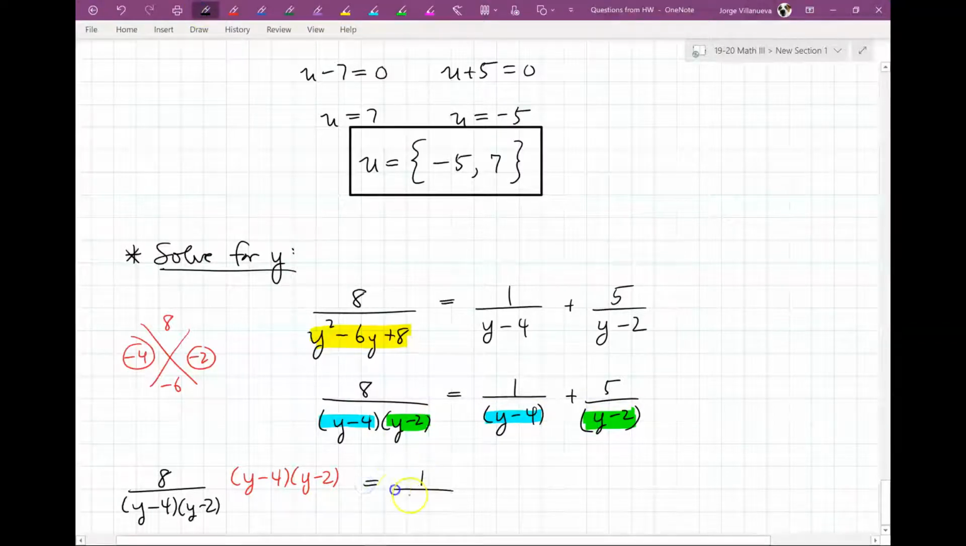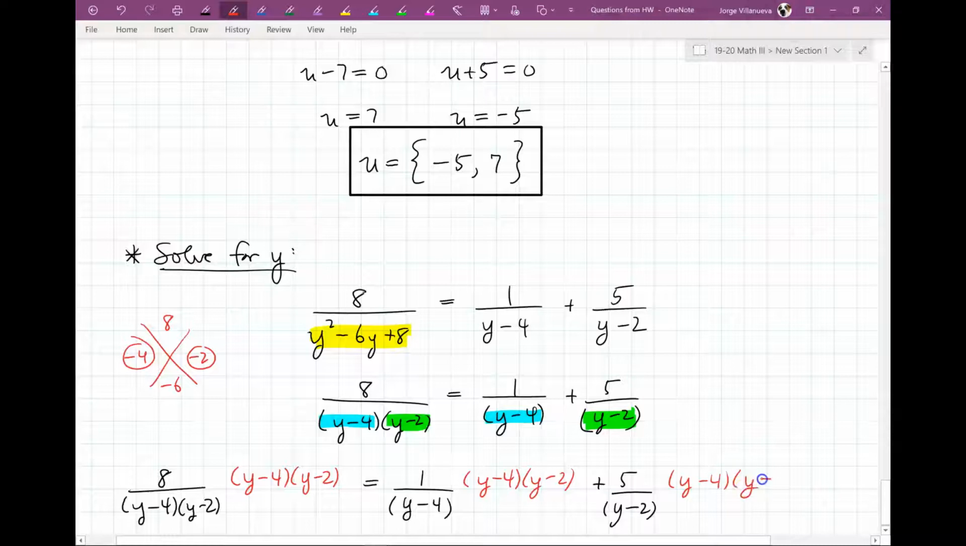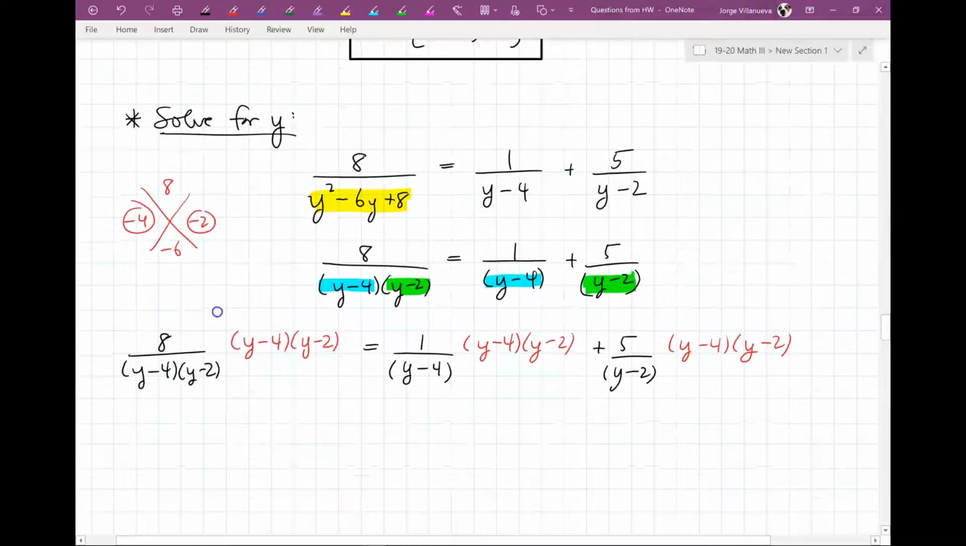So that's why I'm putting those as the things I'm multiplying by. So this would be 1 over y minus 4. Now up here, I'm going to multiply by y minus 4 times y minus 2 again. And then plus 5 over y minus 2 times y minus 4, y minus 2. Now you're going to notice something really nice that happens here. This cancels with that. This cancels with that. This cancels with this, and this cancels with that. So a whole bunch of stuff is going to disappear.